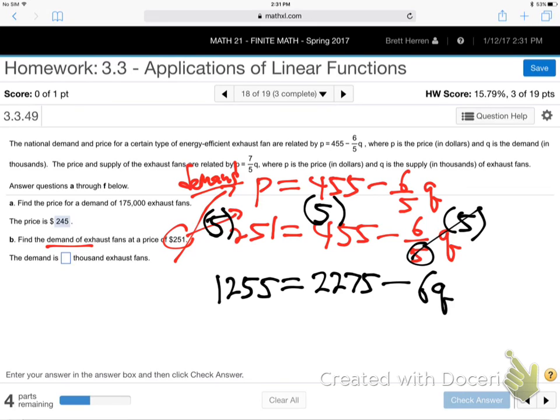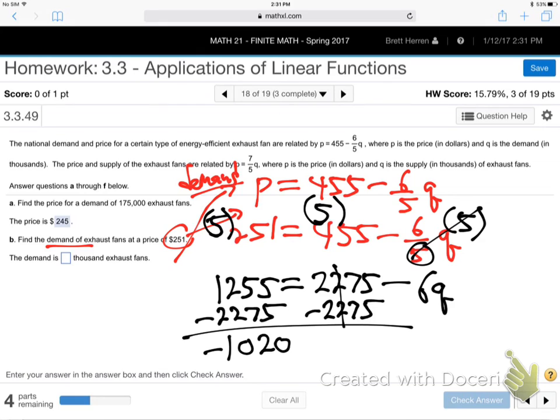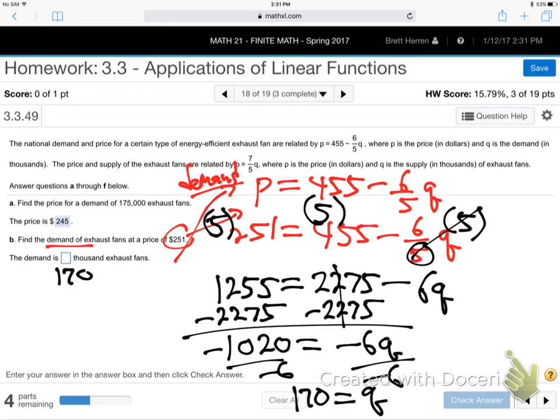All right, and then how do you finish solving for Q now? Subtract 2275. This is probably not the easiest way to do this one, but it's a reliable way that'll always work when you have fractions. That gives minus 1020 equals minus 6Q, divided by minus 6. Is that something nice? It's 170. So the quantity demanded will be 170,000, but it's already in thousands.